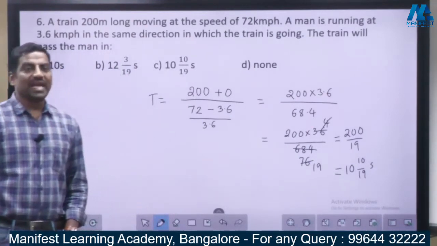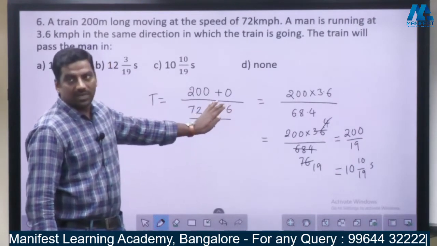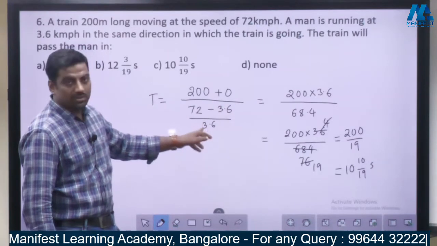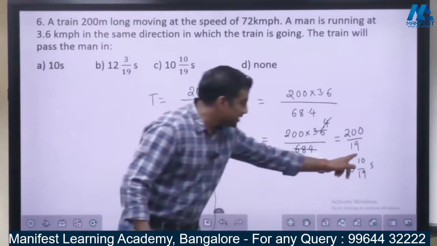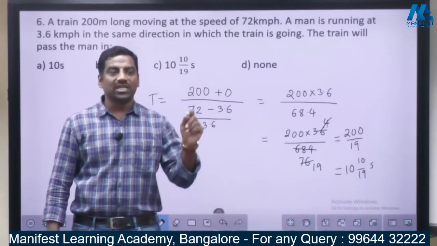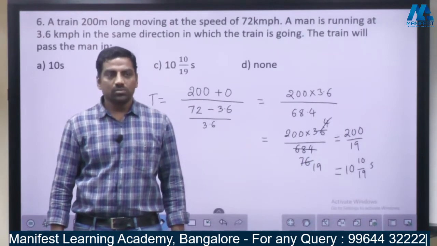If this person was standing, then this 3.6 will not come into play, right? This is 200 divided by 72 by 3.6. So 200 by 20, that is 10. So these extra seconds, 10 by 19 seconds, it is because of the movement of that person. Got it? No problem? Yeah.